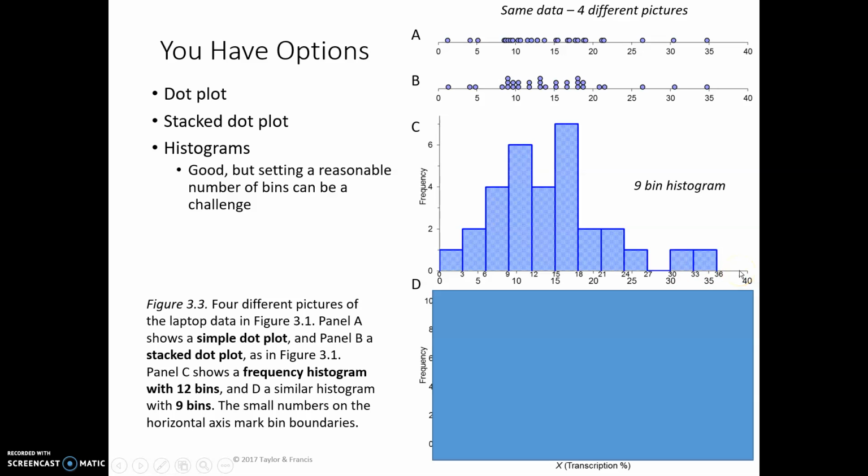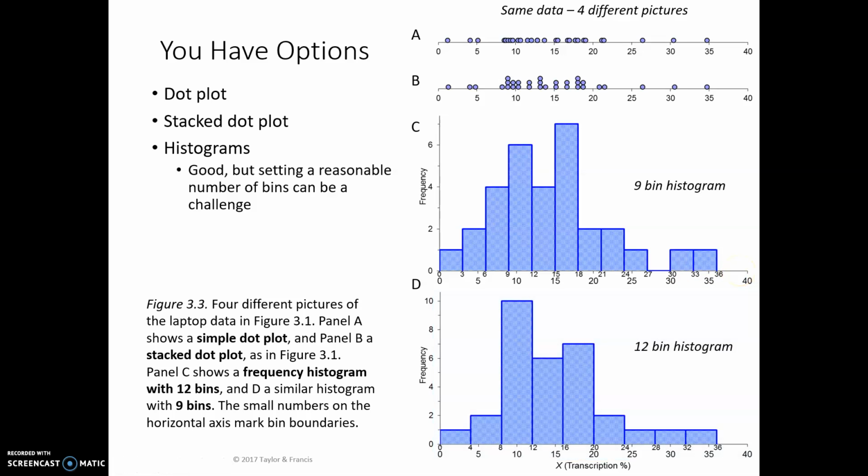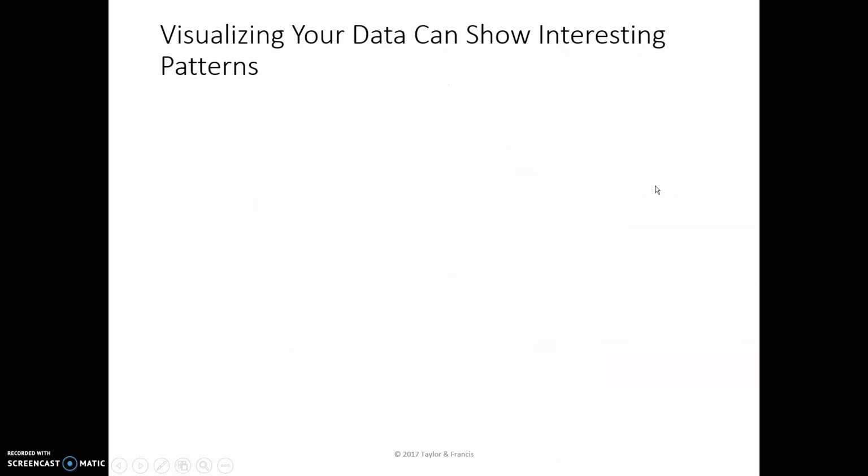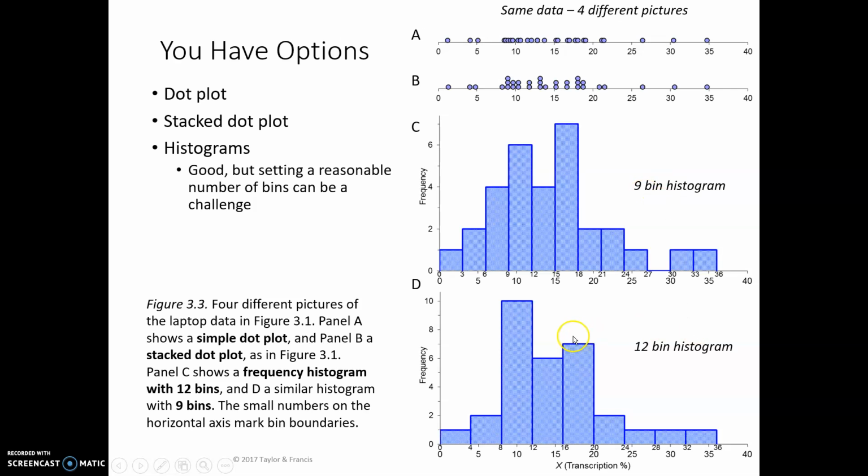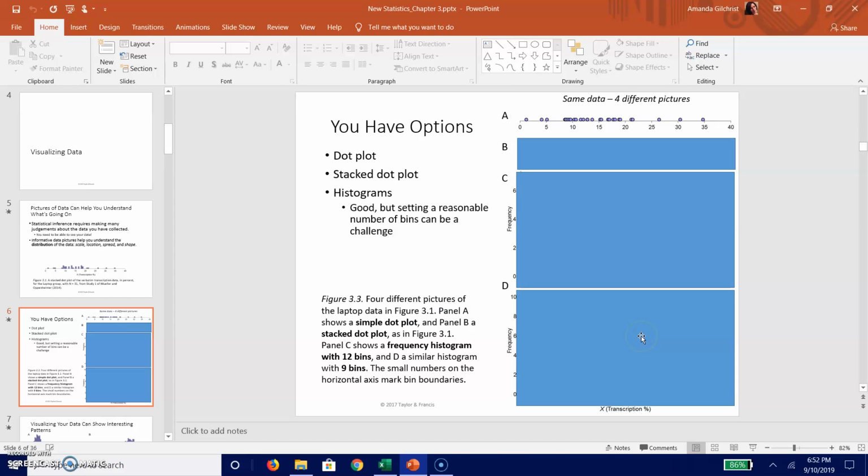Trying to figure out bins, though, can be hard because look at how much our data changes if I increase the bins. I think I have these messed up actually. Let's see, 1, 2, 3, 4, 5, 6, 7, 8, 9, 10, 11, 12. These should be reversed. This should be our 9-bin histogram. This should actually be our 12-bin histogram.